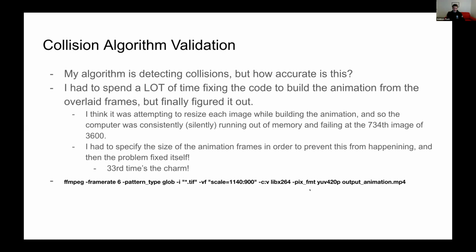And randomly, I ended up setting the scale of the image, and I didn't know that that's what was happening. But I ended up setting the scale of the image and specifying it while building the animation in FFmpeg, and so that ended up fixing it. And so good news there. So now I'm able to actually do that.